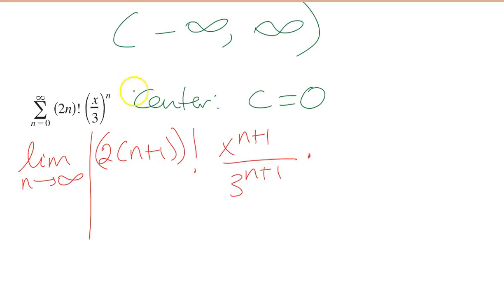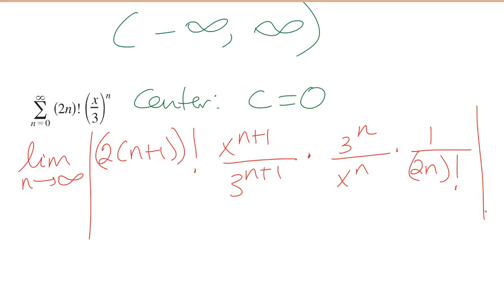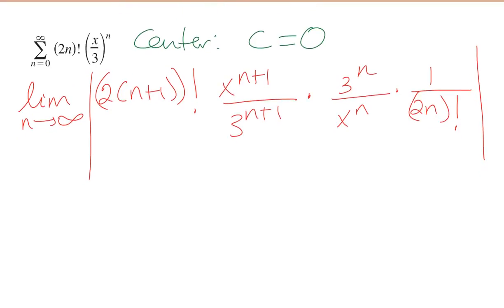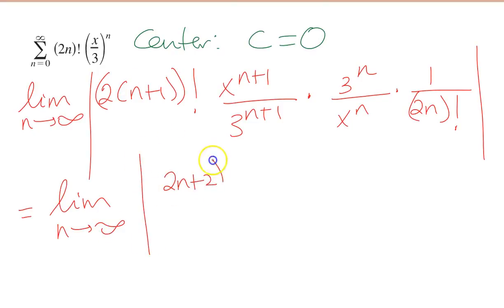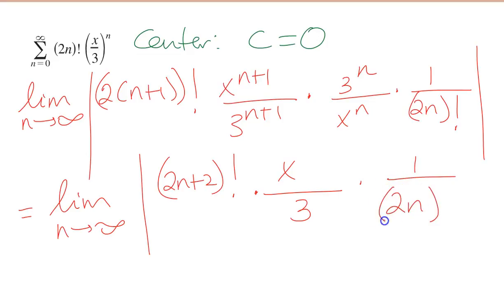Divide that by a n. So flip and multiply. 3 to the n over x to the n. And then when that is flipped, 1 over 2n, parentheses, and then factorial there, right? Okay. Limit as n goes to infinity. This is going to be 2n plus 2. Put parentheses before you factorial that. Now look, we have an extra x in the numerator, an extra 3 in the denominator, and then we have 1 over 2n factorial. Alright?